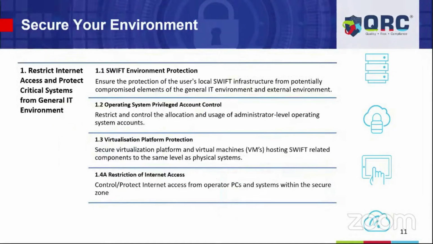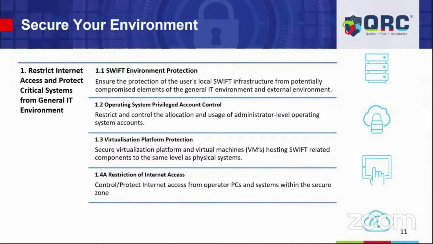Okay, when we are discussing the secure environment, it is very important to understand how to secure our environment. One is restrict internet access and protect critical systems from the general IT environment. Definitely the first control is Swift environment protection. It talks about how to protect the local Swift infrastructure. As I mentioned, when we are talking about the infrastructure, most of the companies generally follow the specific architecture types. It could be A1 architecture, A2 architecture, or A3 or A4, or maybe B.